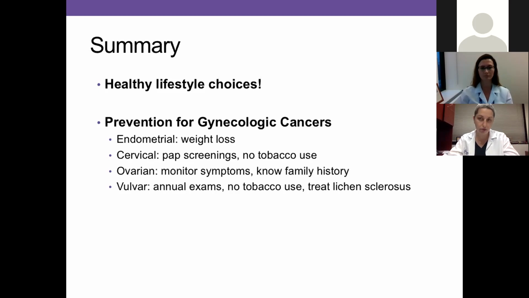Monitor your alcohol. Drinking is another way to possibly reduce your risk of cancer. Reduce stress. That's a lot easier said than done. Meditation, counseling, and exercise also reduce stress. And then, in terms of each specific cancer: for endometrial cancer, weight loss is key. For cervical cancer, get your pap screens, don't smoke. For ovarian cancer, know your family history and monitor. And for vulvar cancer, treat any skin conditions, don't smoke, and get your exams annually.